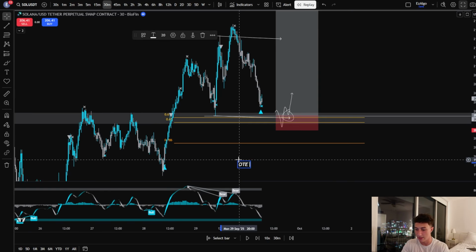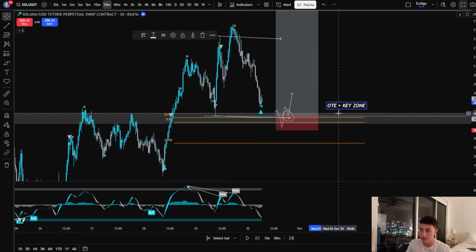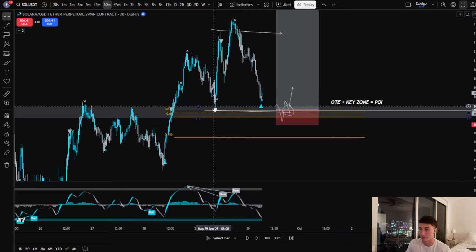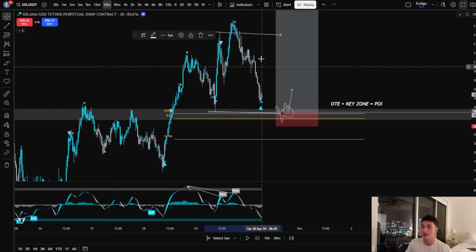okay, our OTE, which is the golden pocket fib down to the 786, plus our key zone, okay? So we have multiple pieces of confluence here, making this a what? A POI, or an area of interest. So if price comes to this level, I will 100% be looking for longs. So we are anticipating retail getting stopped out here.